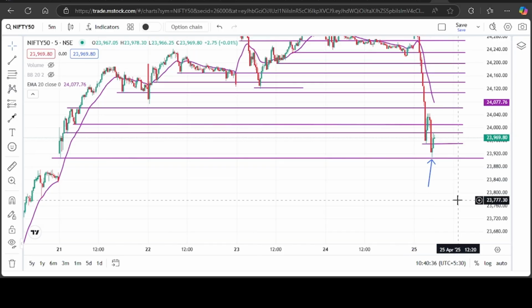And if you find a perfect test at any level with a trending candle, that means you can enter the market at that point, whether you're doing intraday or whether you're doing investing.